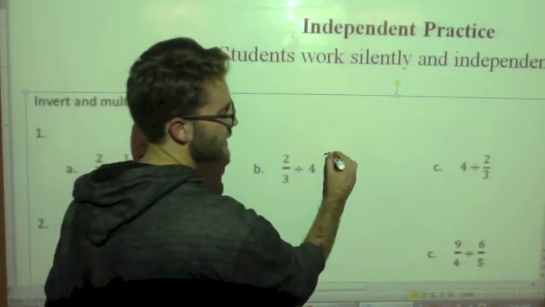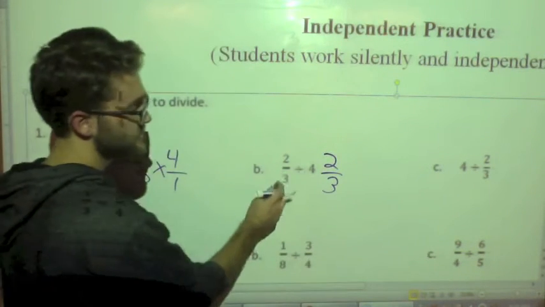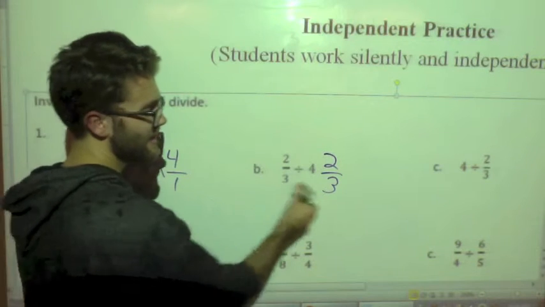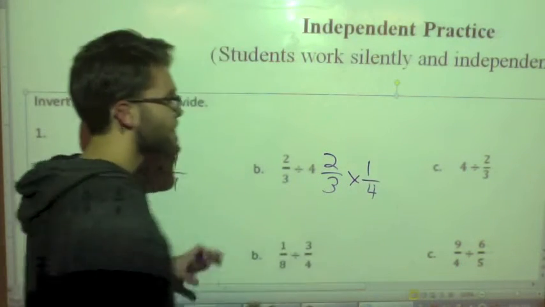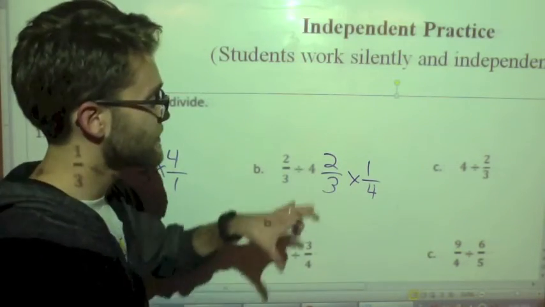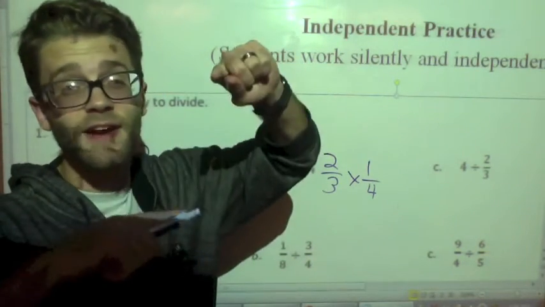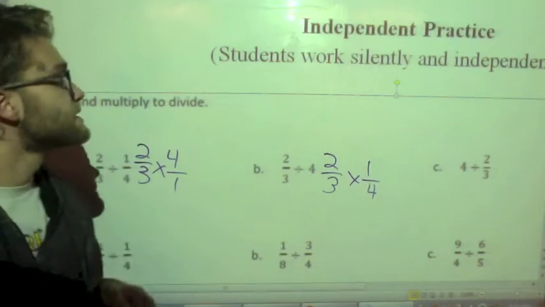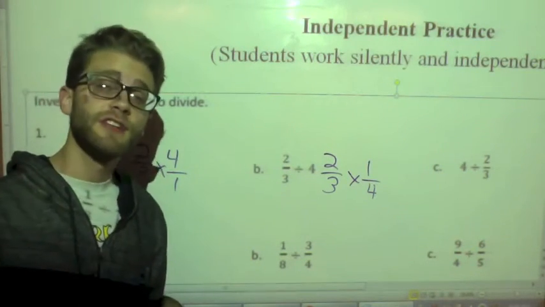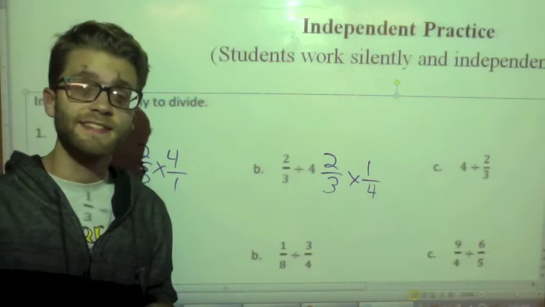Same thing over here. I just want to help you guys get started. So 2/3 divided by 4 is the same thing as 2/3 times 1 over 4. Remember, this is a fancy term called the reciprocal, but all it really means is you take a fraction and you flip it. So go ahead, take a few minutes to do this independent practice. As soon as you're done with it, go ahead and get to work on your exit ticket.